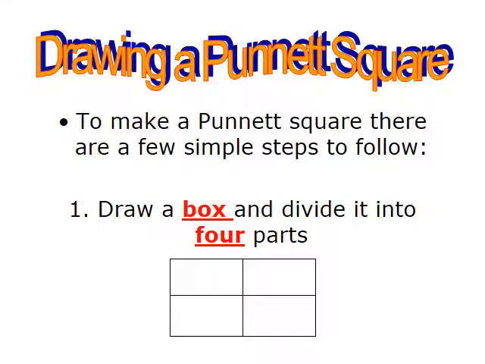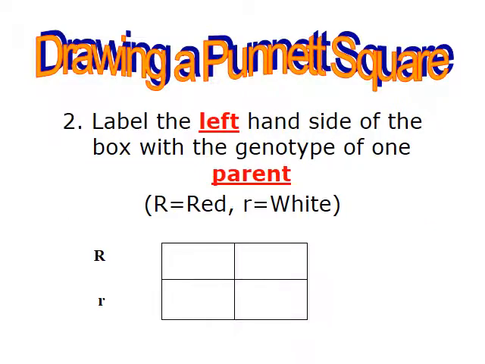So to make a Punnett square, the first thing you do is you just draw a box, and you divide it into 4 parts. So you just make 4 even little boxes. After you have your box drawn, you label the left-hand side of the box with the genotype of one parent. In this case, we'll be looking at flowers, red versus white flowers. So let's say we have one parent that is heterozygous, so it has one dominant, one recessive. The dominant, the capital R, stands for red. The lowercase r is the recessive allele, which is white.